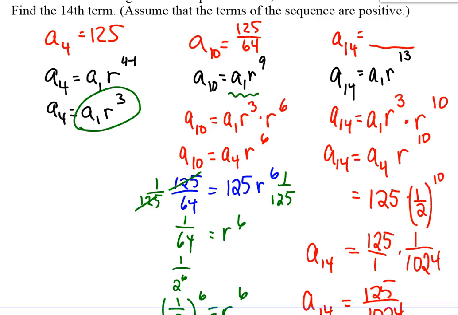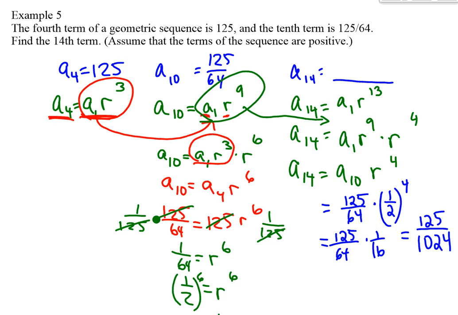And a sub 1 was, I have that on here, 1,000, I think, right? So I could have done this as a sub 1 times r to the 13th, 1,000 times 1/2 to the 13th. Either answer is the same for that.